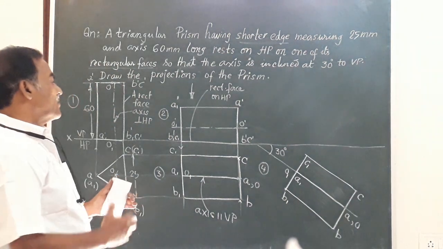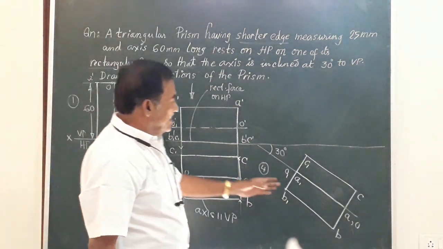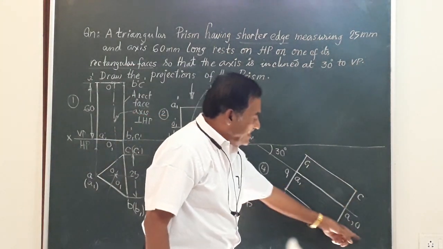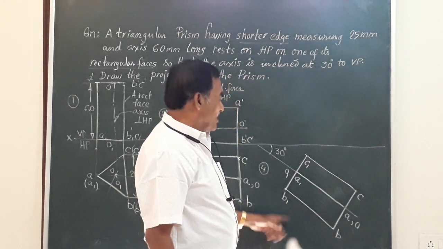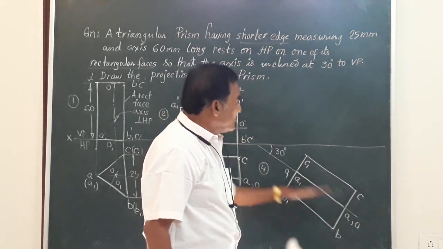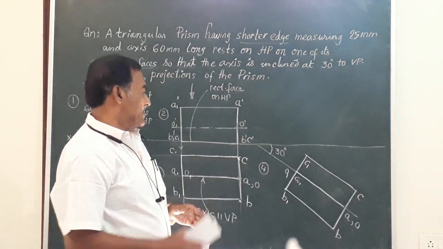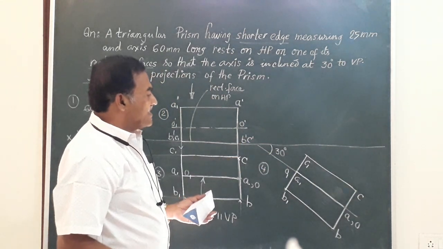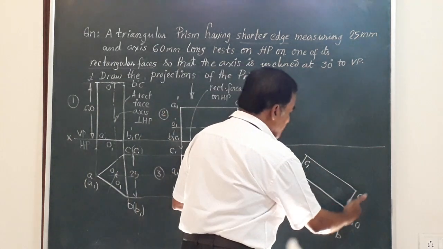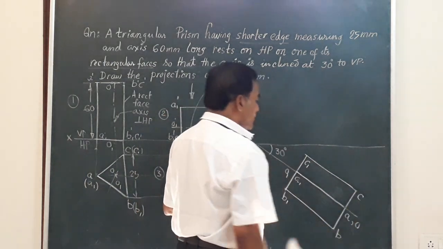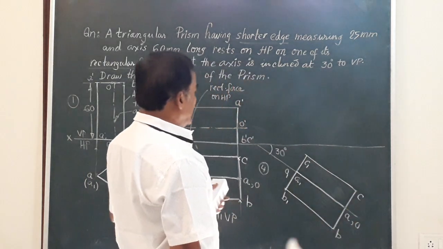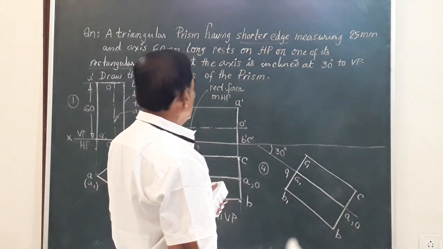Now friends, you have placed the object such that the top face of the solid is nearer to the observer and the bottom face is away from the observer, or it is nearer to the VP, the vertical plane. So let me get the face ABC, which is nearer to the observer. Follow the procedure and get all the 3 corners of the top face.